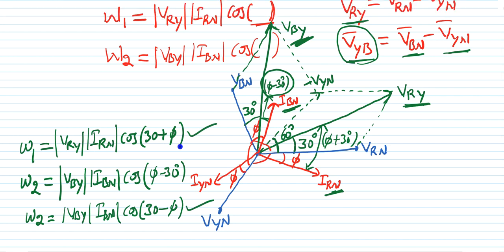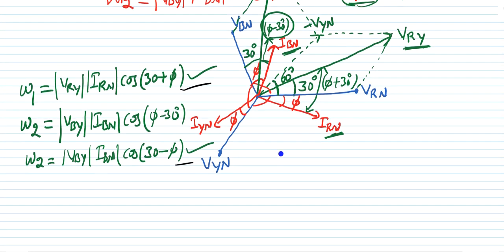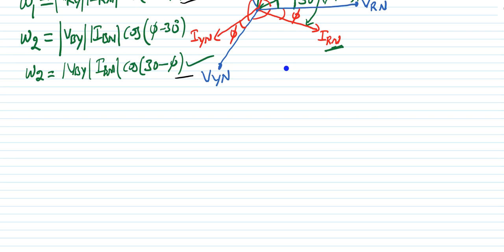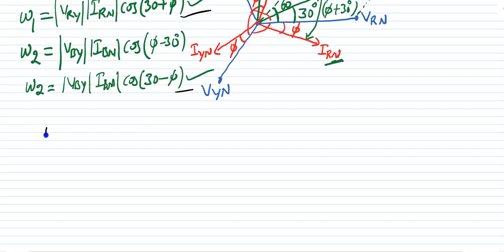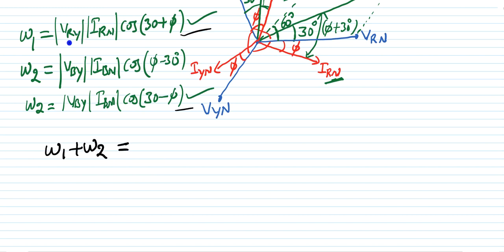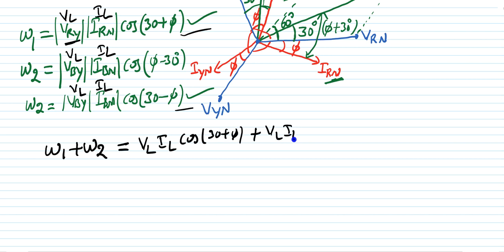These are the amount of power read by W1, and the amount of power measured by the W2 wattmeter. After getting these two, I will do some analysis. I will add W1 plus W2. As we know, VRY and VBY are the line voltages, isn't it? This is VL, this is IL, similarly this is also VL, IL. These are the line voltage and line currents, so I can write VL instead of VRY and VBY. So W1 plus W2 is VL IL cos of 30 plus phi plus VL IL cos of 30 minus phi.